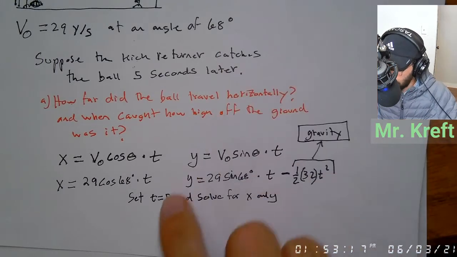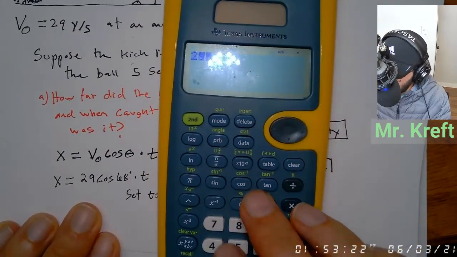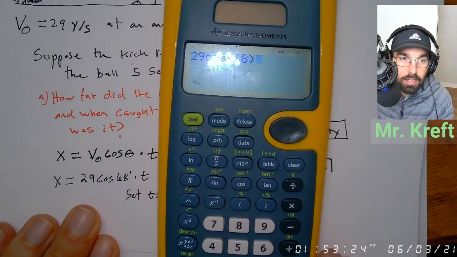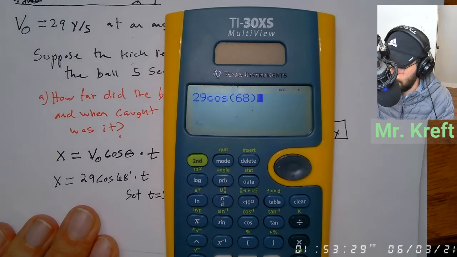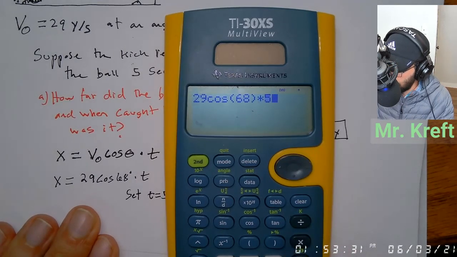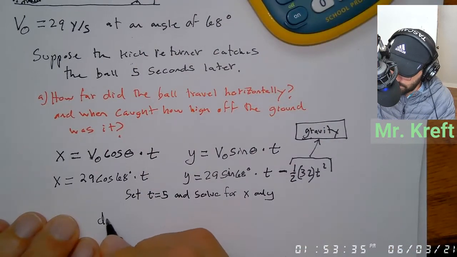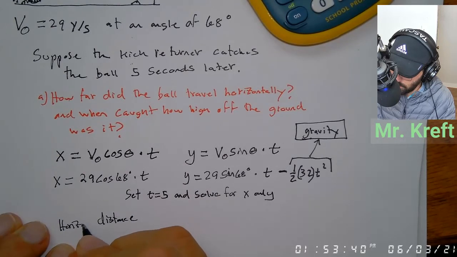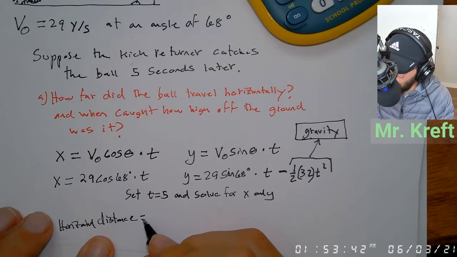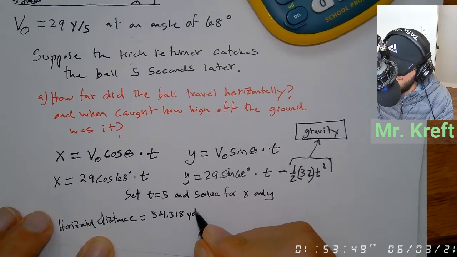Well, let's go ahead and solve this really quickly. So the x here, I'm going to have 29 cosine of 68, and we're going to have a worksheet tomorrow, guys, that we're going to work on in class. And then times 5. So my horizontal distance equals 54.318 yards.